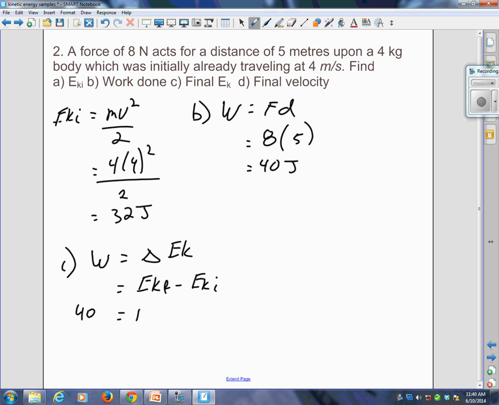We're solving for final. Subtract 32, goes to the other side, becomes positive. EKF is 40 plus 32, so 72. Stop and think about it. If you got 32 joules of kinetic energy, and you add 40, you got 72. The energy must be conserved. It has to go somewhere. Yay for joules. Yay for conservation of energy.